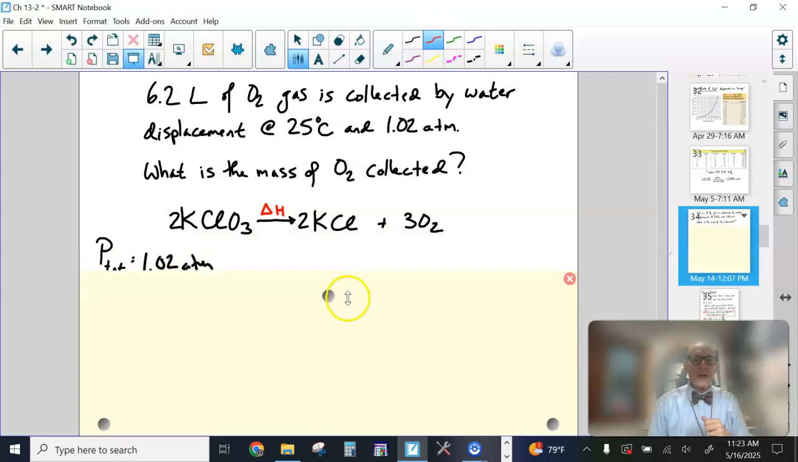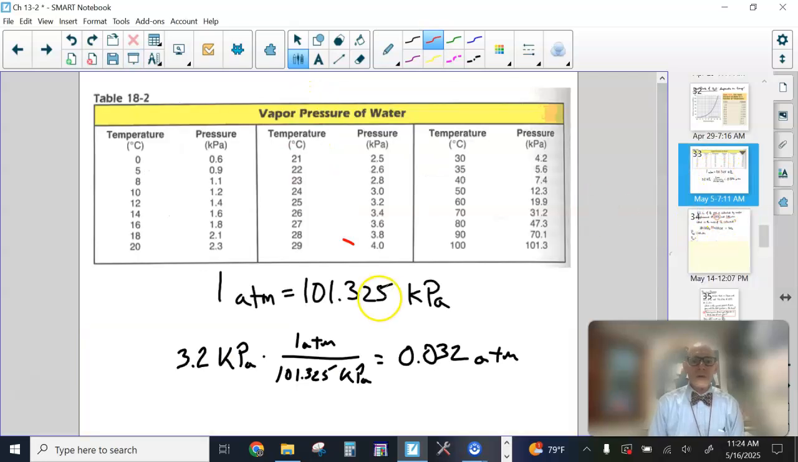So I've shortened things. There's again our decomposition reaction, and I've written in a few variables. The total pressure is 1.02 atmospheres. That's written there. The pressure of the water, though, is something we can look up. So at 25 degrees C, what's the pressure of water vapor? Let's go back here and say, hey, there's 25 degrees C. Oh, it's 3.2 kilopascals.